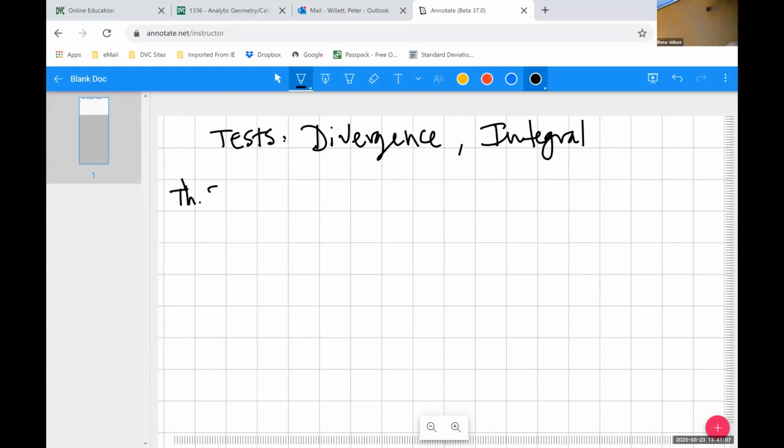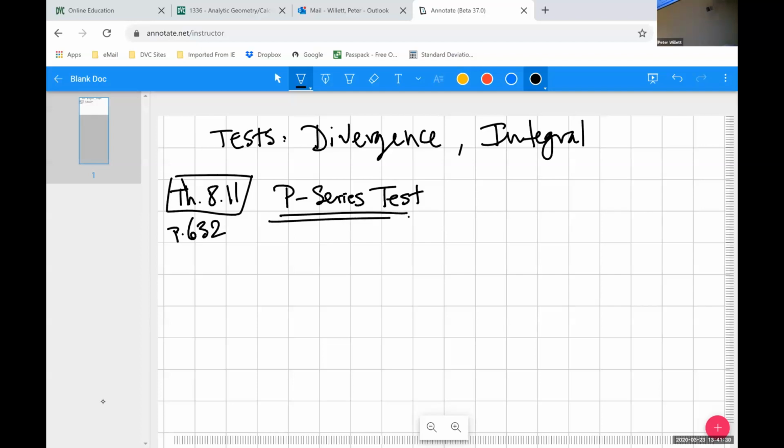Theorem 8.11 on page 632, which is the P-series test. So it states as follows. The P-series, which is the series as k goes from 1 to infinity of 1 over k to the p. So this is called the P-series.